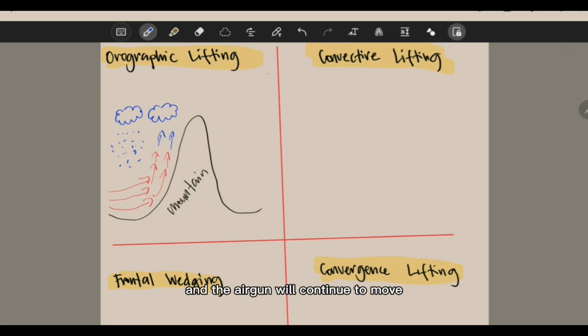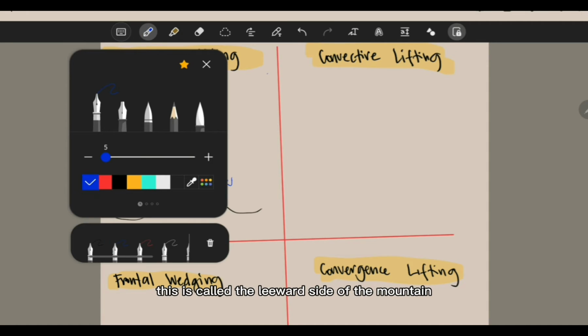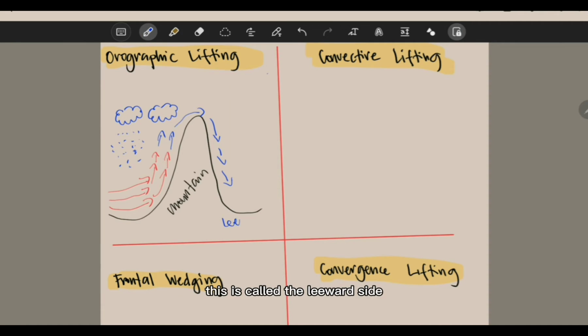And the air will continue to move towards the other side of the mountain, which is dry and barren and cannot grow trees and vegetation properly. This is called the leeward side of the mountain. And this side of the mountain with enough precipitation and enough vegetation is called the windward side.